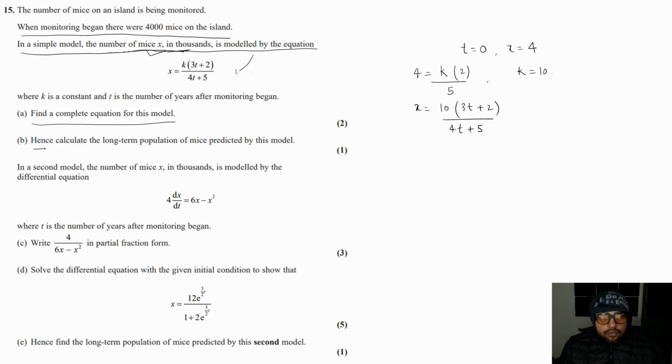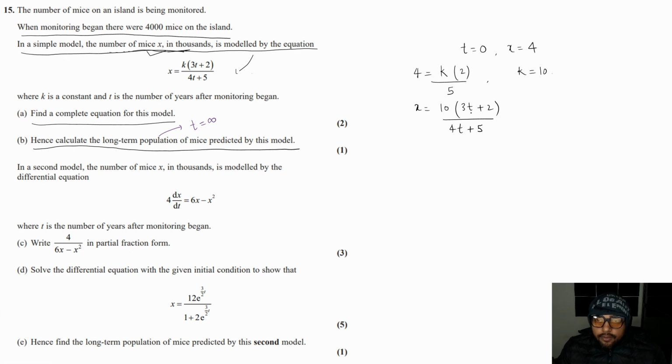In the second part, they have asked us to calculate the long-term population of mice predicted by this model. So I'll be explaining this part. This is just for explanation, students. For the long-term population, what will be the time here? The time should be taken as infinity.